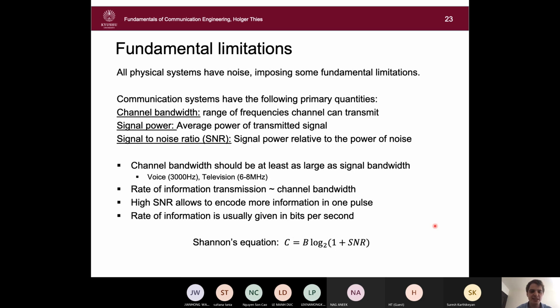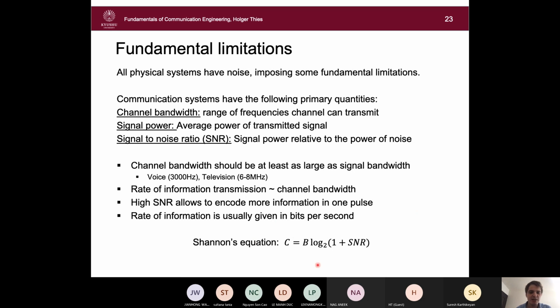So the equation says that the maximum information that can be transmitted is the channel bandwidth times the base-2 logarithm of 1 plus the signal to noise ratio. So it gives a mathematical upper bound to the information that can be transmitted.